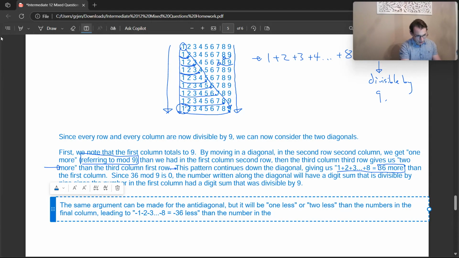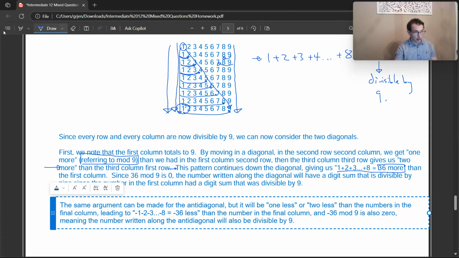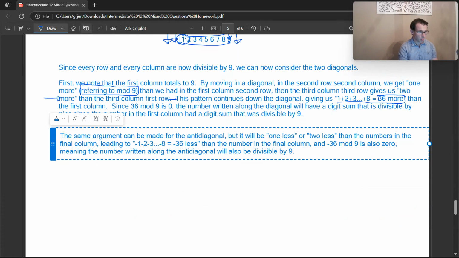And the number in the final column. So now we've proven that if we create this gorgeous grid, all the rows are already taken care of. If that first column is itself divisible by 9, every column's taken care of, and both diagonals are taken care of necessarily. So that means that we can finally push this problem across the finish line.